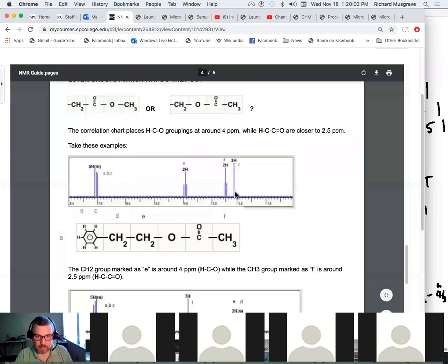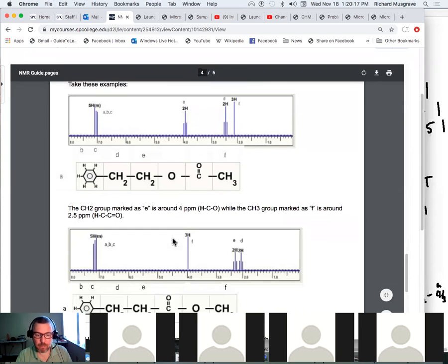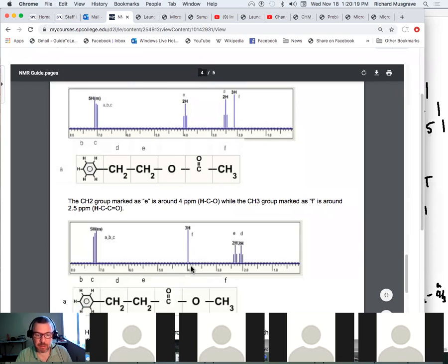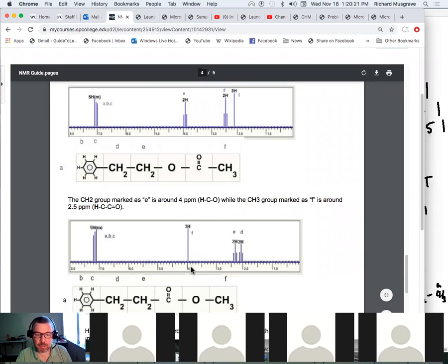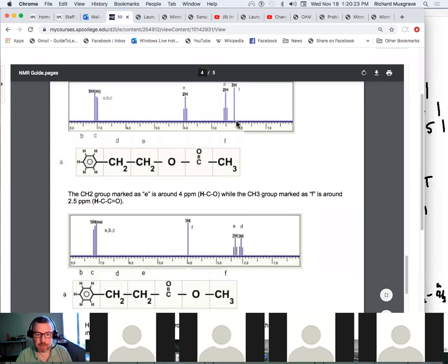We know what's at 4 ppm, and that's the CH2. So if the CH2 is at 4 ppm, that must mean it's connected to an oxygen. If it was the CH3 that was connected to the oxygen, it would be at 4 ppm, and that would be the structure. So you can see the difference between these two. The only difference is that we switch these two things around.